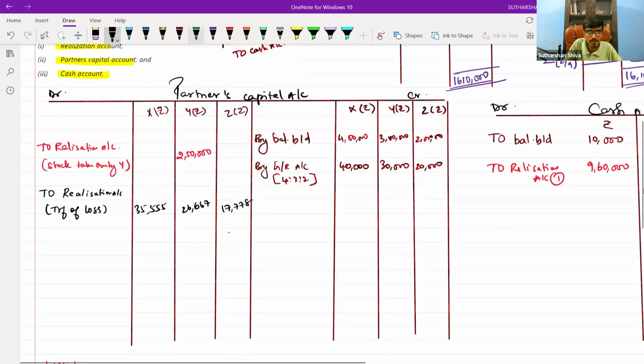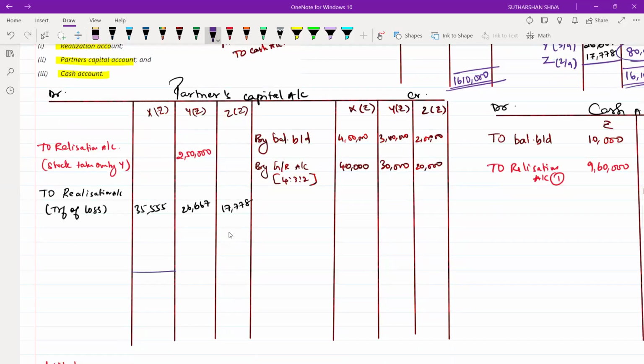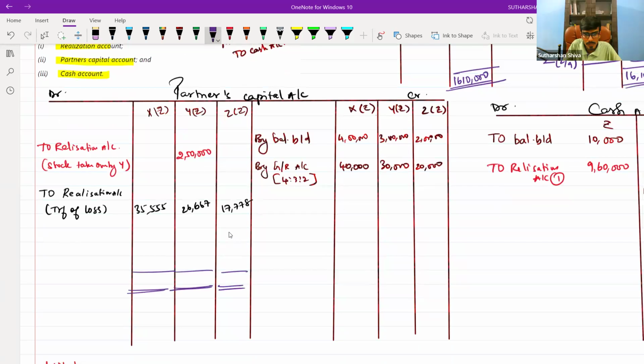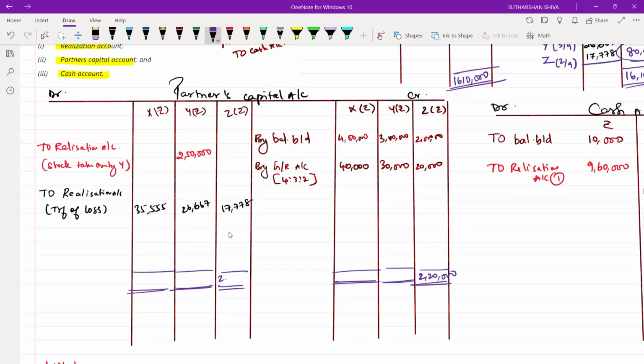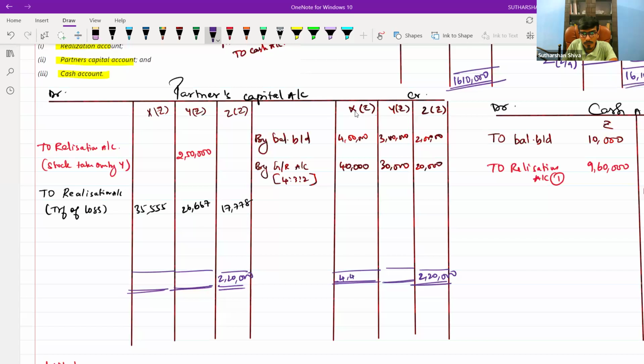Now, we need to close. By just looking at this, I need to close my accounts, right? I always leave 5 to 6 lines of space. Here it is 2,20,000. And here it is 4,40,000. Here the value is 3,30,000, right?